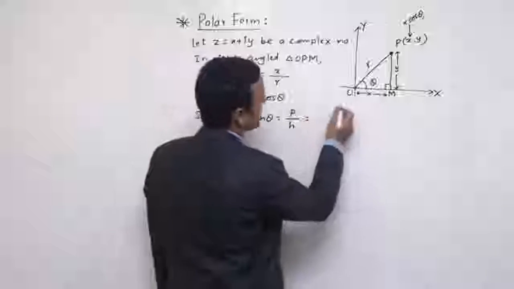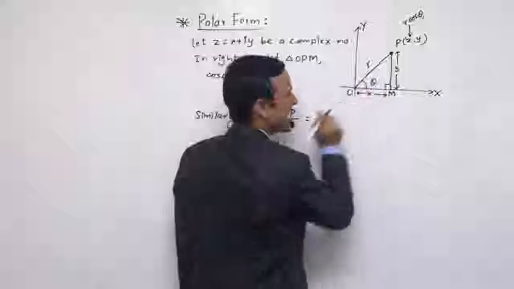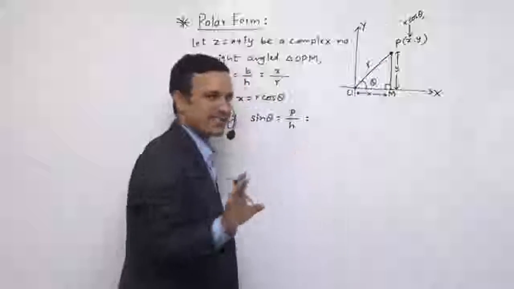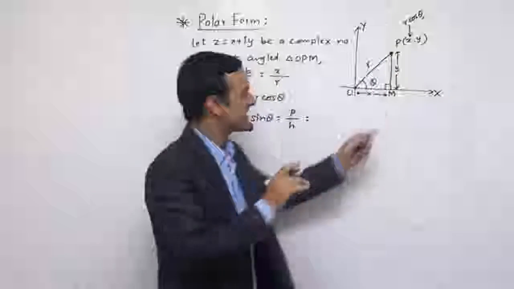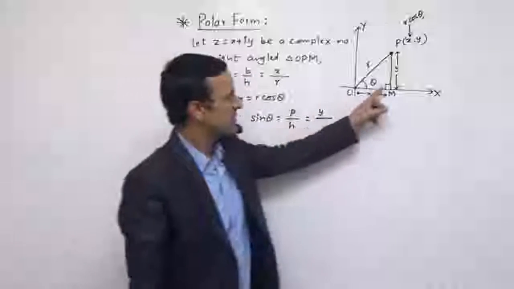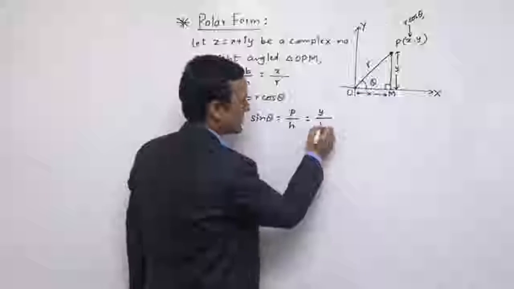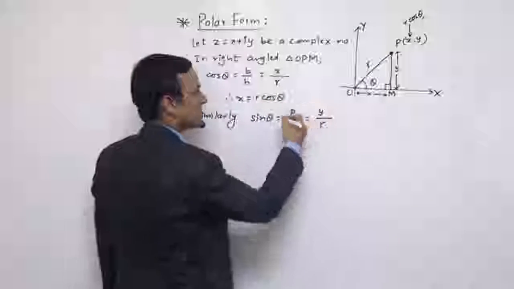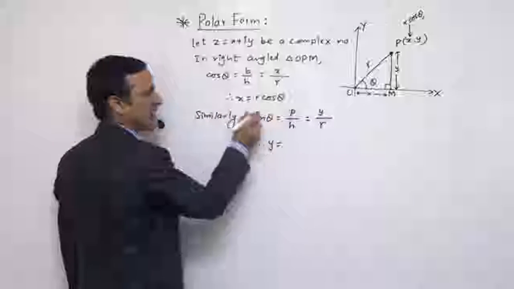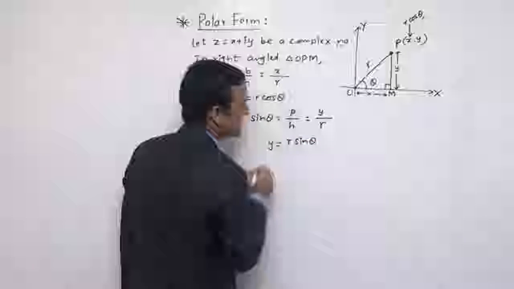So in this figure, perpendicular is the side which is just opposite to the reference angle, this angle. So this is perpendicular, or we can say it is a height. So this height should be written over here, and hypotenuse means the side which is just opposite to the right angle. So write down r. So if you cross multiply, if you find the value of y over here, then r times sin theta. So write down r times sin theta.